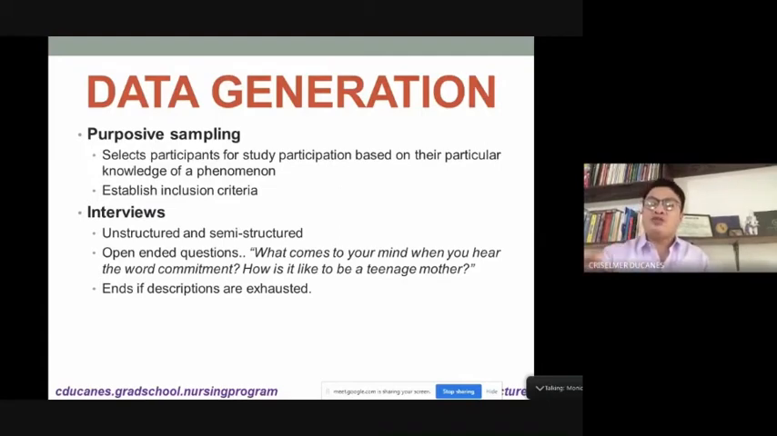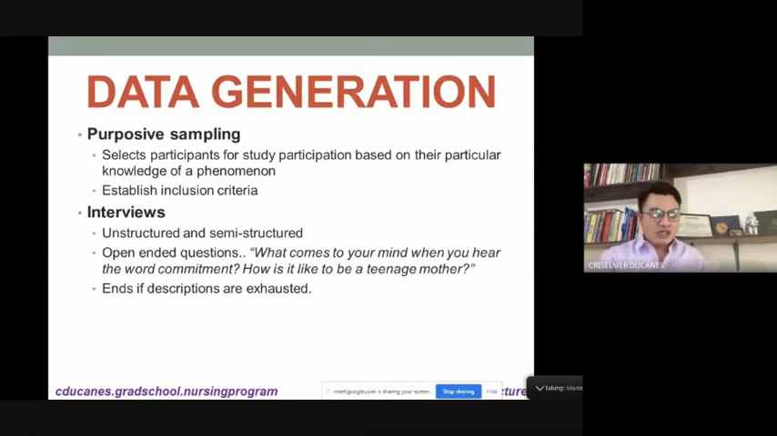So if you impose your question, that means in your final interpretation, you are sure that the result will be about pain. So you imposed it from the start. Okay? So make sure that when you ask questions, you ask broad and open-ended questions. Because we do not know yet the result of our study. The result of our study depends on the individual experiences of our participants. And your interview ends if descriptions are exhausted.